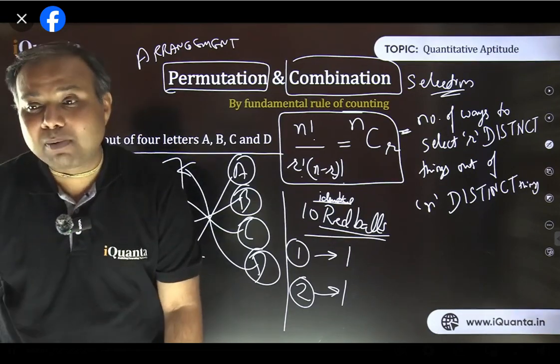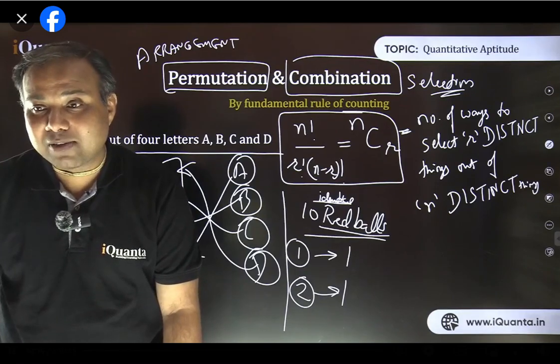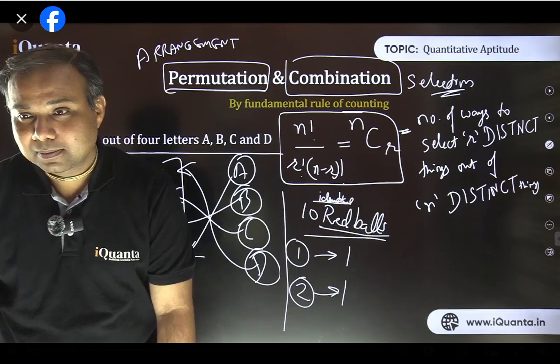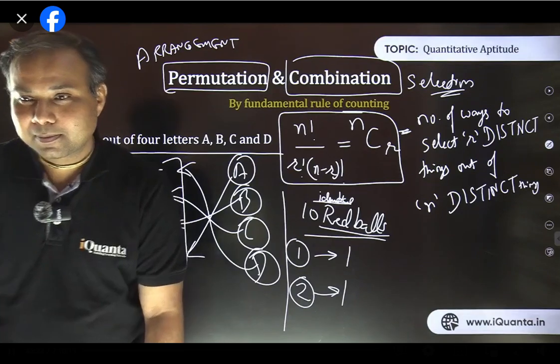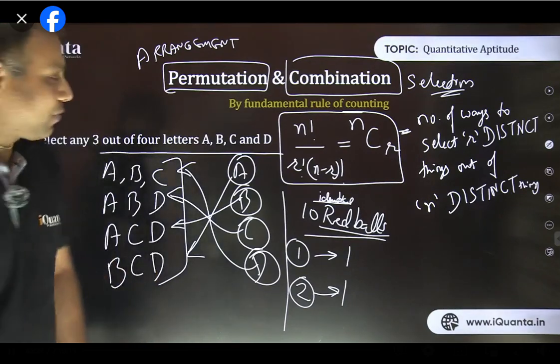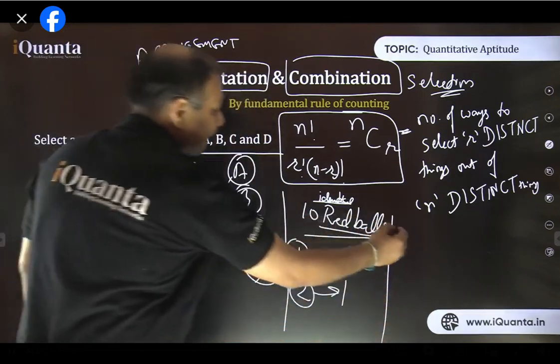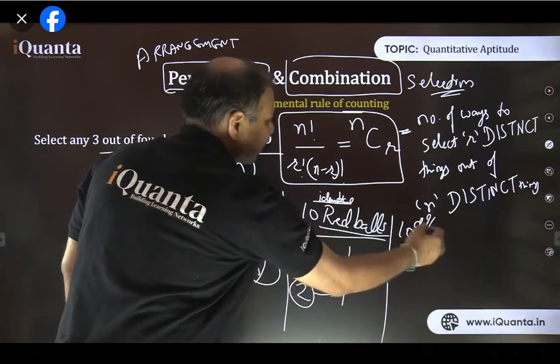Can you answer me when the answer will be 45? When will there be 45 ways? When the balls would be different. Okay, let me make the chart here only. If these 10 red balls are different, 10 different balls, let's say, what is the need for red?